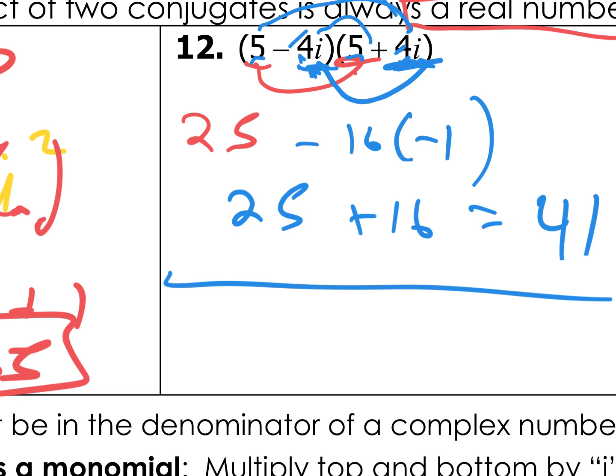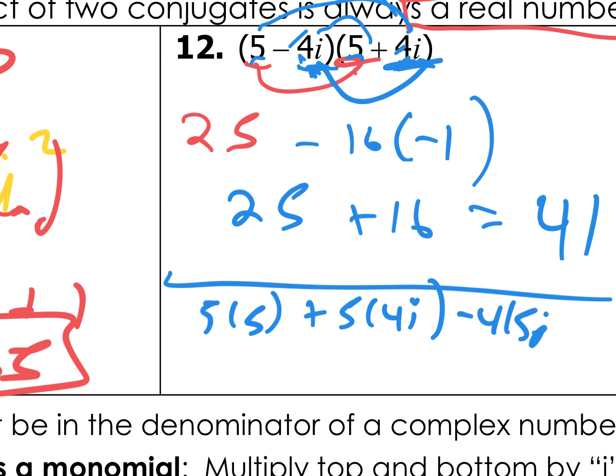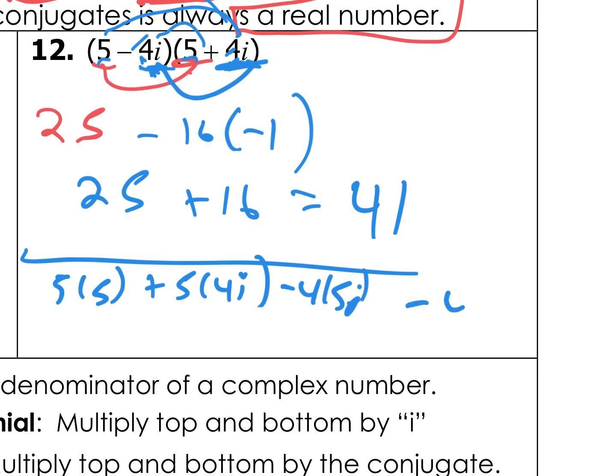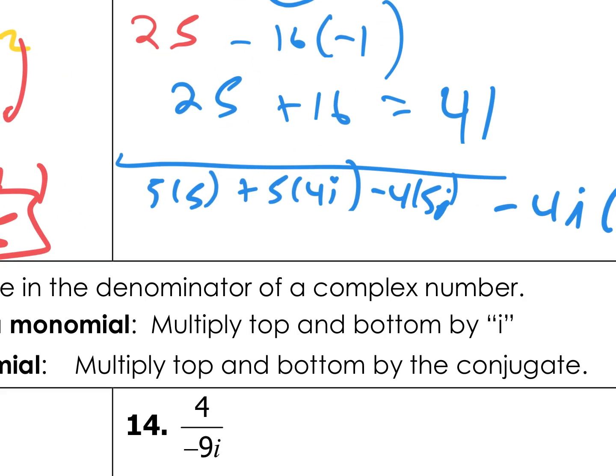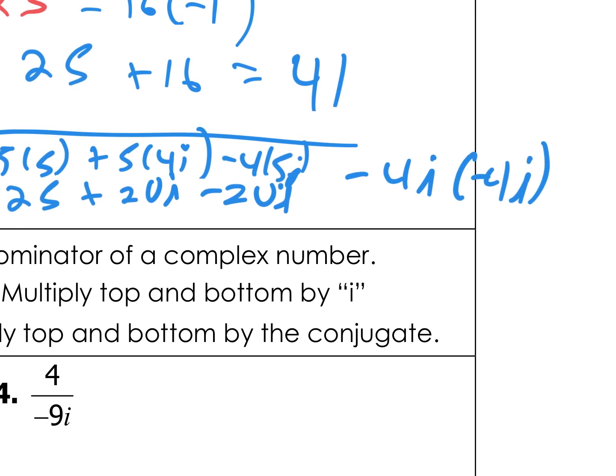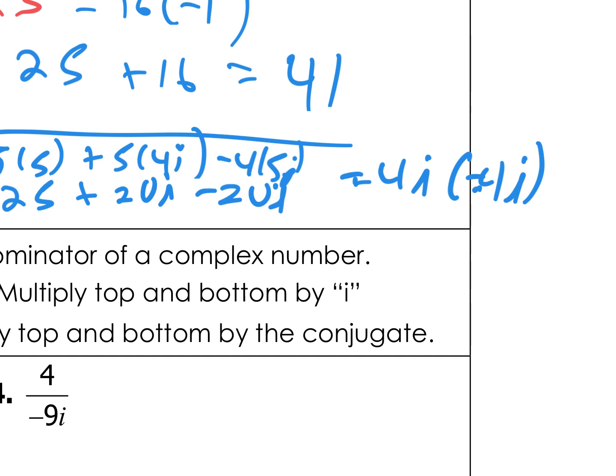But if you have to do the 5 times 5, fine, and then plus 5 times 4i, then negative 4 times 5i, then a negative 4i times negative 4i. If you have to do that with FOIL, you're allowed to do it, but I'm hoping you can see it's a 5 times 5 plus a 4 times 4. It happens all the time. But anyway, that should come out the same: 25 plus 20i minus 20i.